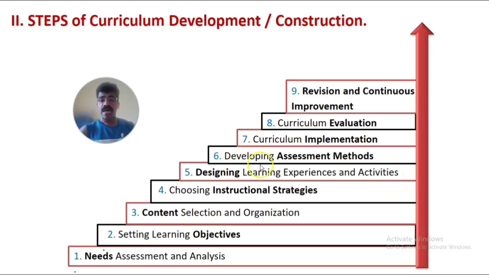Then sixth step is developing various assessment methods to assess the achievement of the goals by the students. Seventh step is curriculum implementation. And eighth step is curriculum evaluation during and at the end of the educational program. And last one is revision and continuous improvement of the curriculum, modification and update of the curriculum. That comes in revision and continuous improvement.